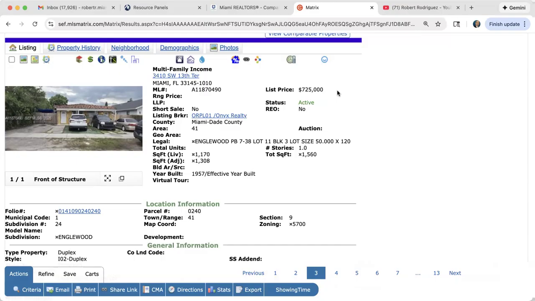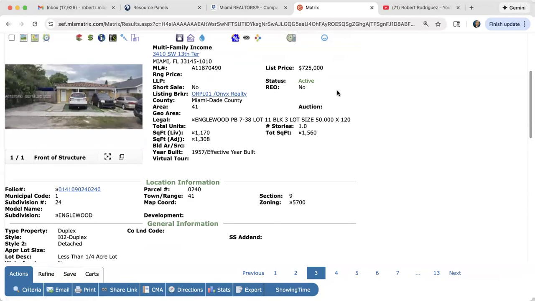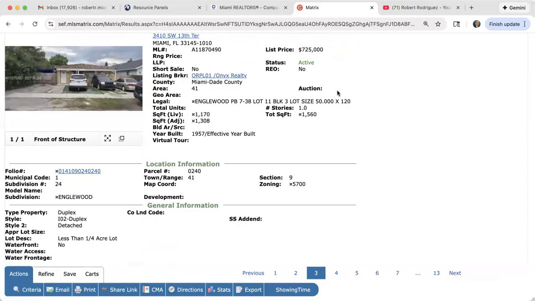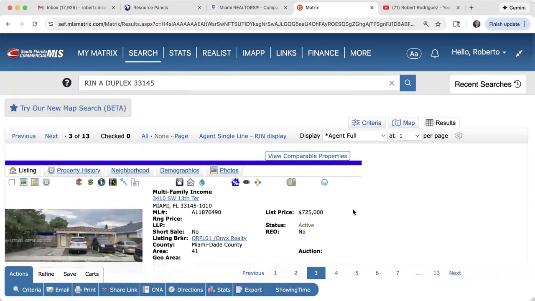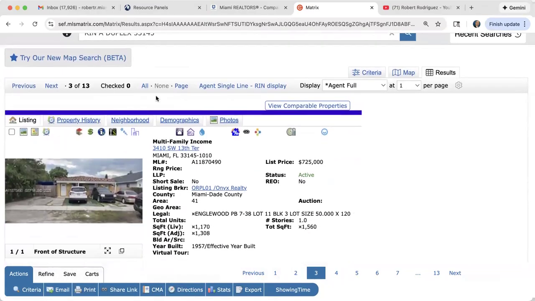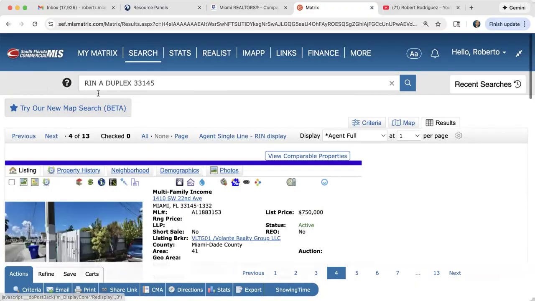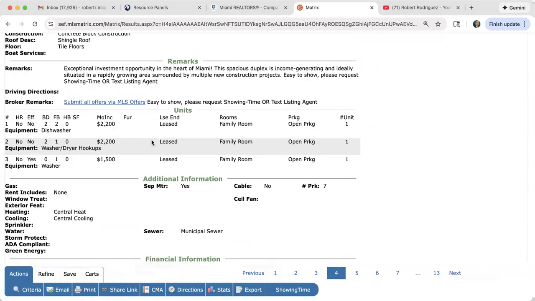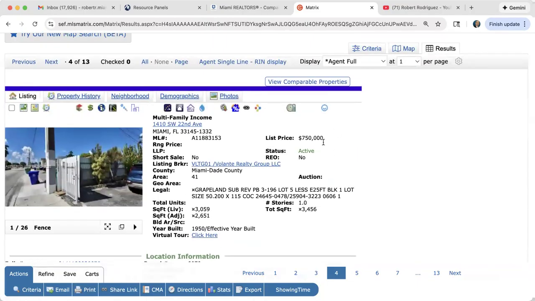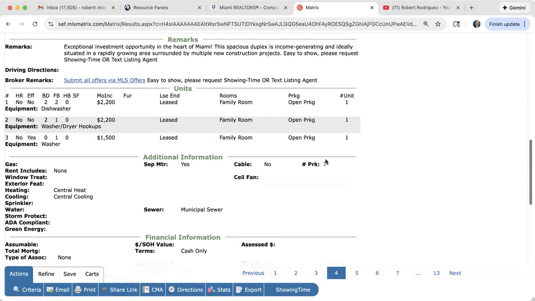This is before adding all expenses. Do you think that is a good deal? If you buy it at 725 and you're getting 4,200 a month, I think we can do better. Before you even tap into RPR or anything like that, just do the math. This one is available for 750, and for just $25,000 more, now we have more income.